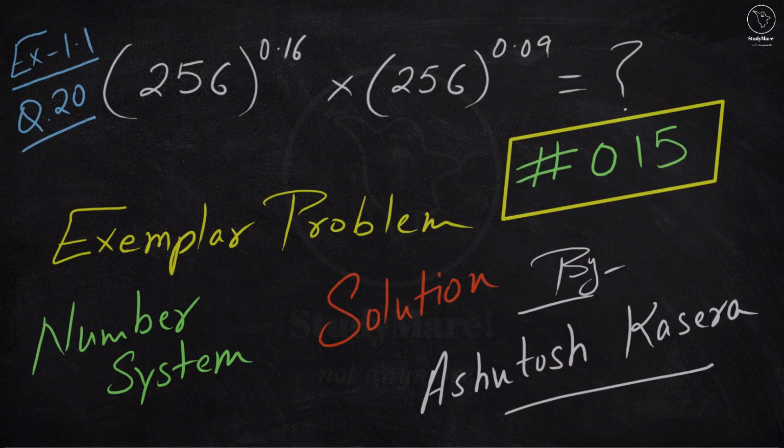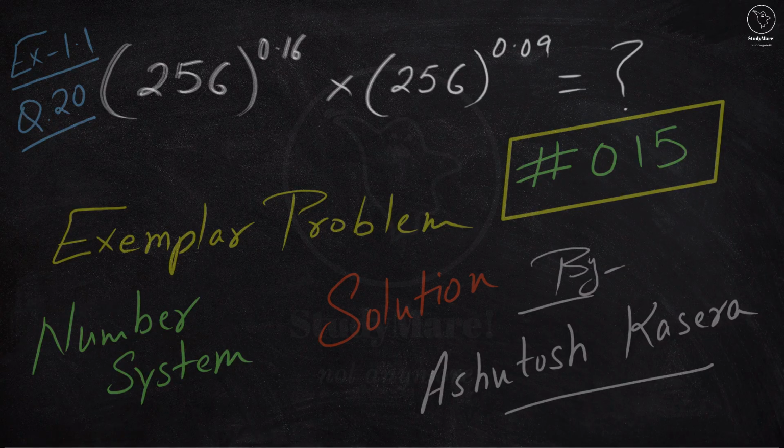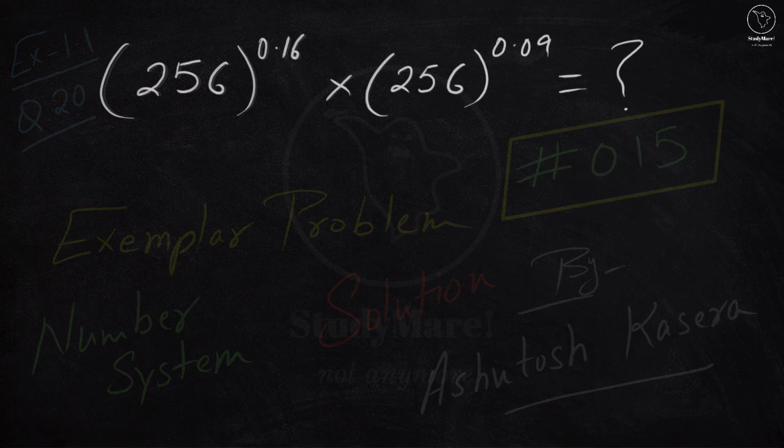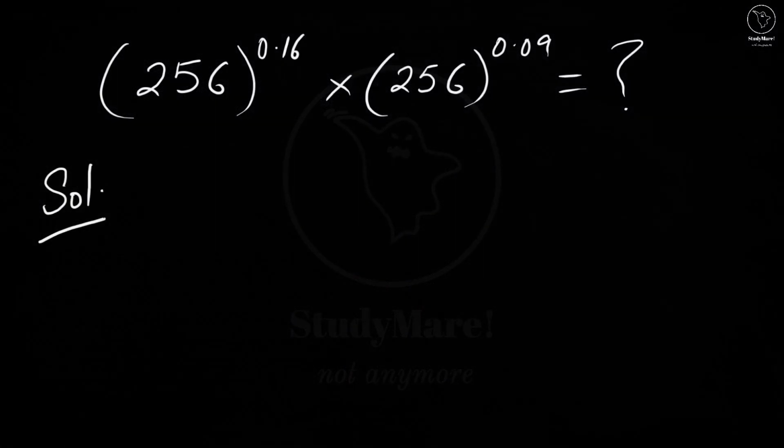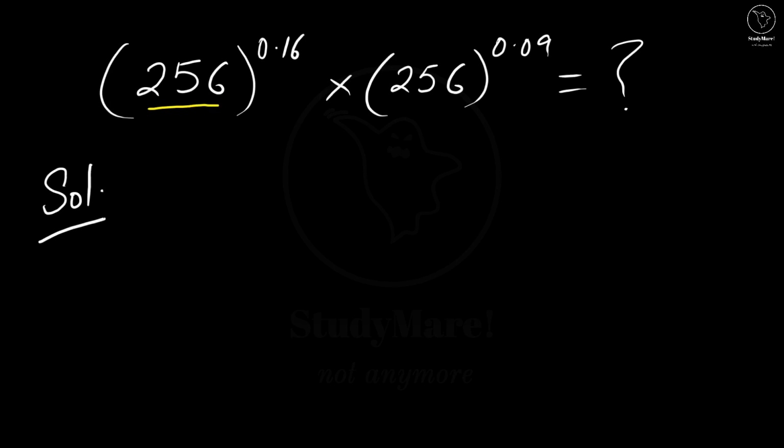Can you solve 256 to the power 0.16 into 256 to the power 0.09? It may look complex in the beginning, but it is not. Just start solving it and you will get the result in no time. Let us do it. Look at this, we have the same numbers over here, but different numbers over here.